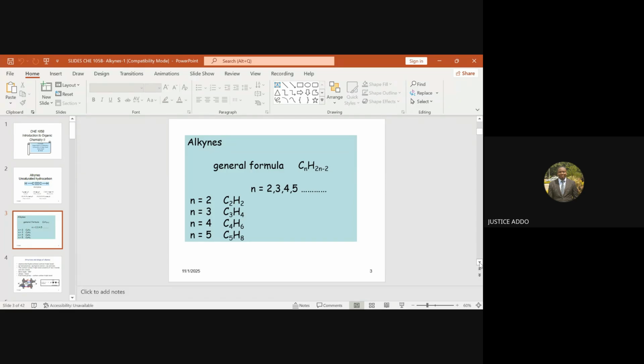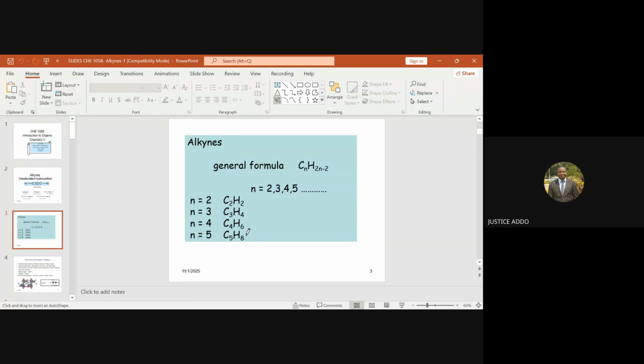From the formula, if n is 2, then you get C2, and 2 times 2 is 4, minus 2 is 2. So C2H2. If n is 3, C3H4. If n is 4, C4H6. If n is 5, C5H8. This is the formula of the alkynes that you generate when you know the value of n.